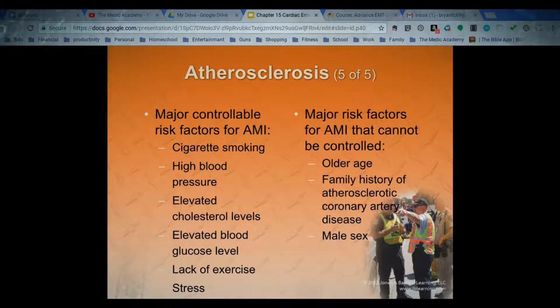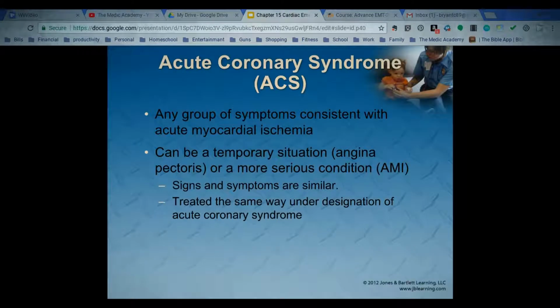But there are some things that we cannot control. One is getting older. The older you are, the higher risk you have of acute myocardial infarction. Another is family history of atherosclerotic coronary artery disease, as well as being a male. Sorry, guys, you're more likely to have a heart attack than a female.